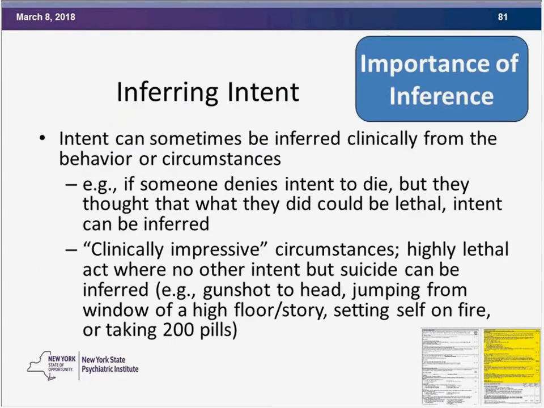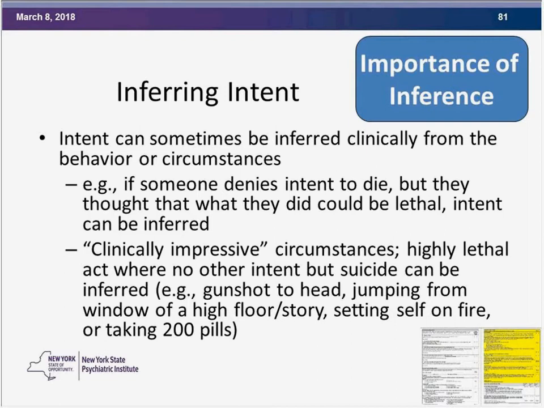Now, one of the other great aspects of the CSSRS is that you can infer intent. And we can do that in 2 different ways. The first is that if somebody denies that they have intent to die, but they know that what they did could kill them, and they did it anyway, then you can infer intent. And then in what we call clinically impressive circumstances. That's where what they've done is so highly lethal that it couldn't be considered anything other than a suicide attempt. So that's somebody who takes 200 pills or sets themselves on fire. We wouldn't call that anything else.